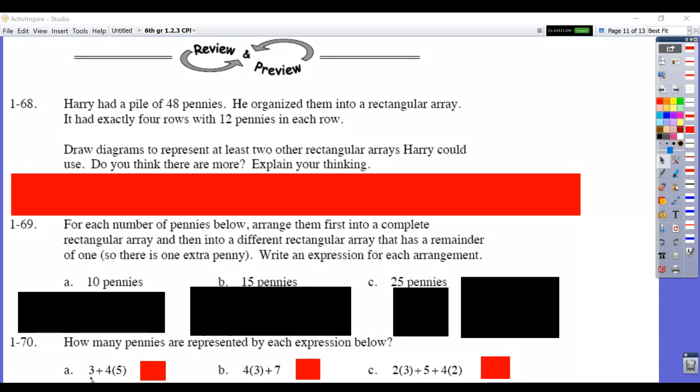So for A, you would not do 3 plus 4 and get 7 times 5, because that would be doing the addition before multiplication. Instead, you would do the multiplication, 4 times 5 first, and then add the 3 to find the value.